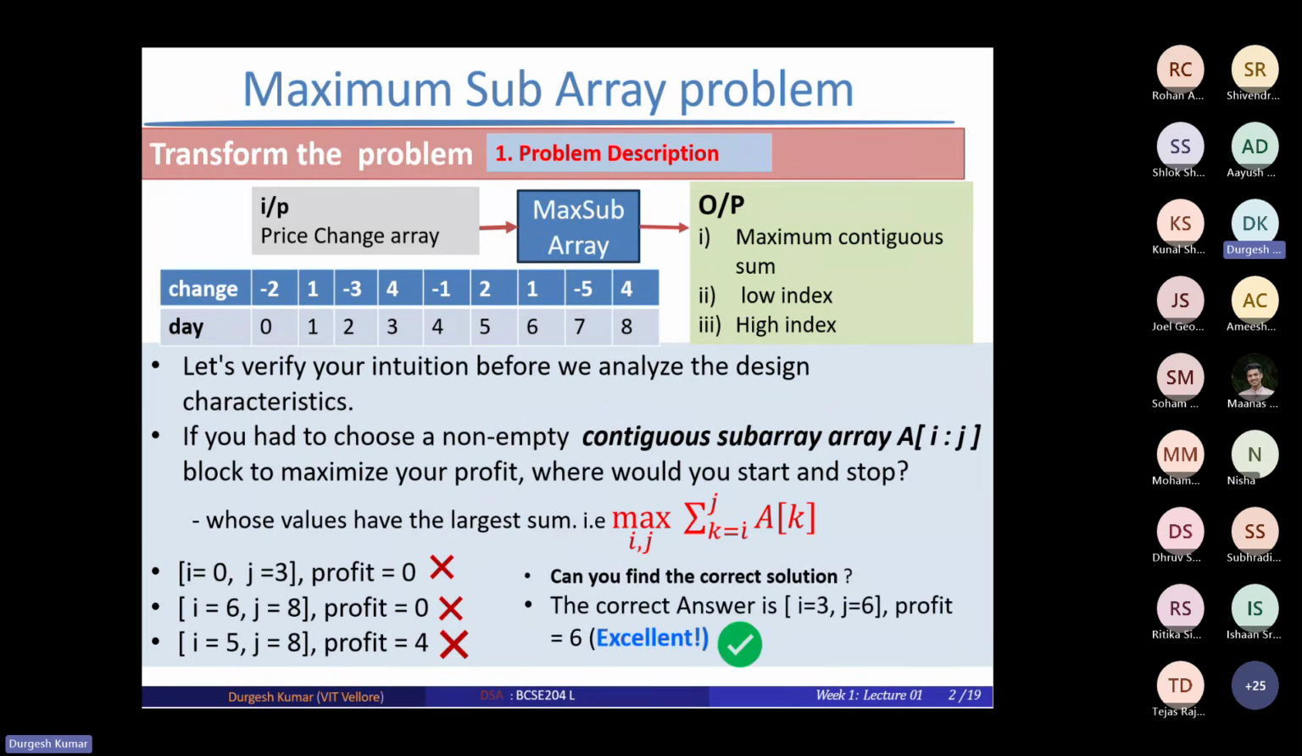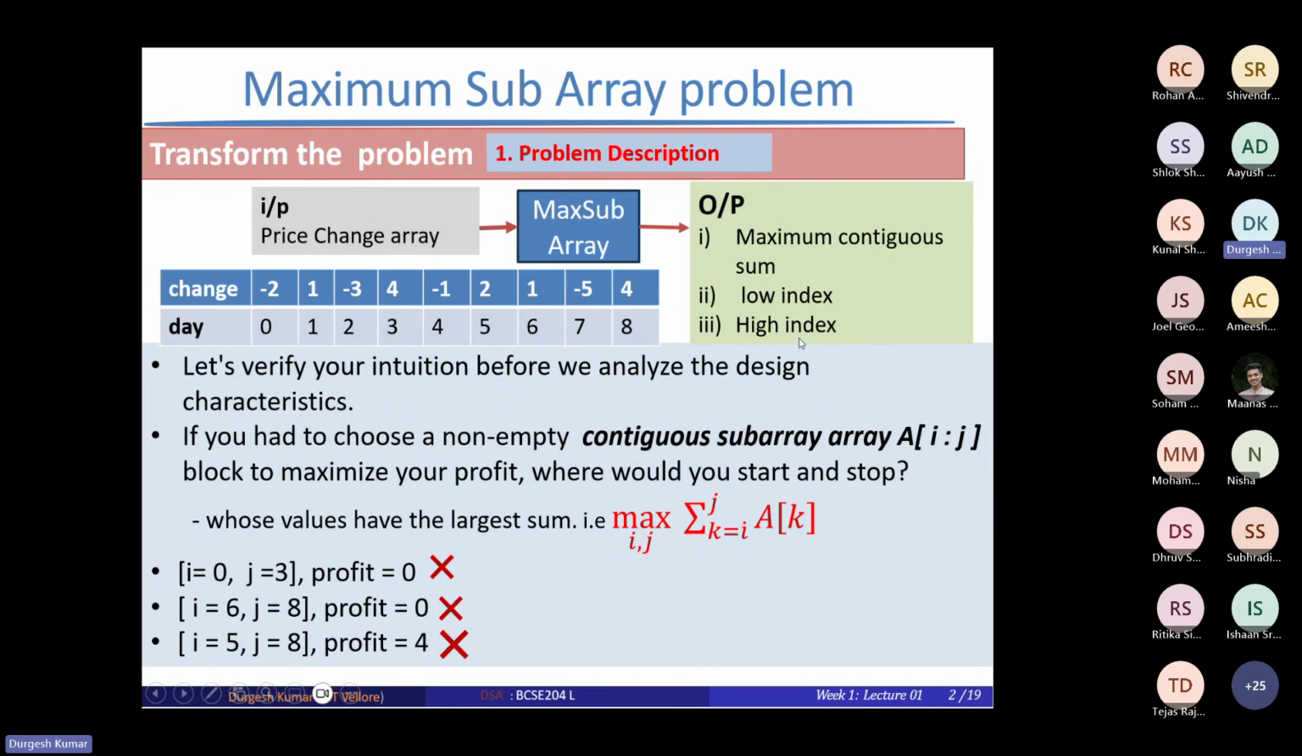So how to find the correct solution? The correct answer in this case is i equals 3 and j equals 6. I think there is some typing mistake here. i equals 0, j equals 3, 4, 5. Oh, no, it's correct. i equals 0, j equals 3, profit would be 0. So the correct solution is this. This is our input, the price change array. Output is a maximum contiguous subarray, low index and high index.